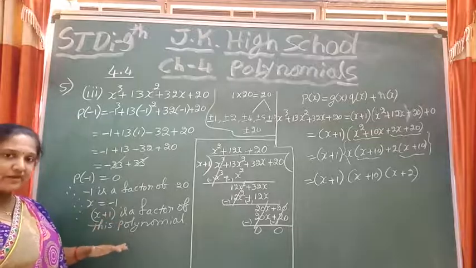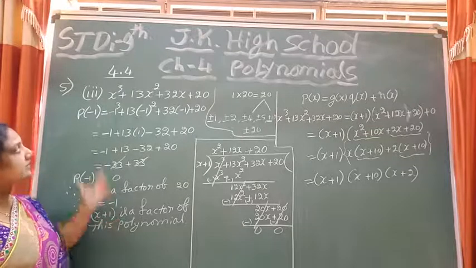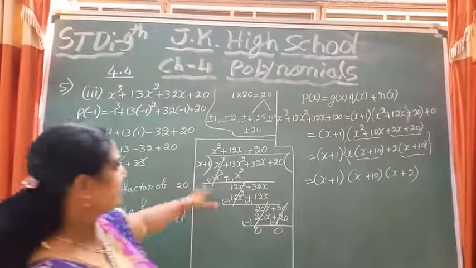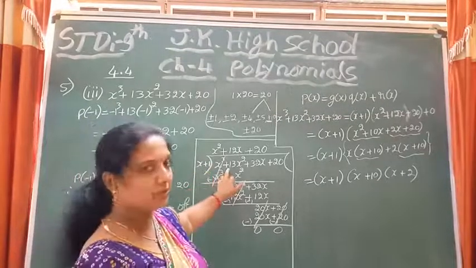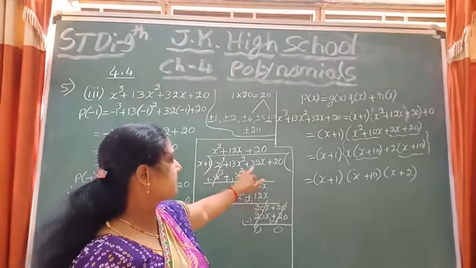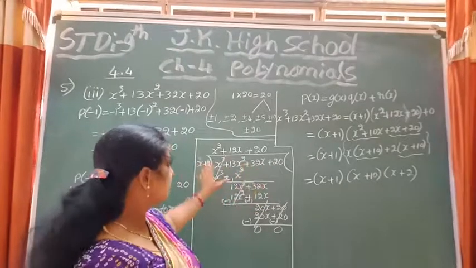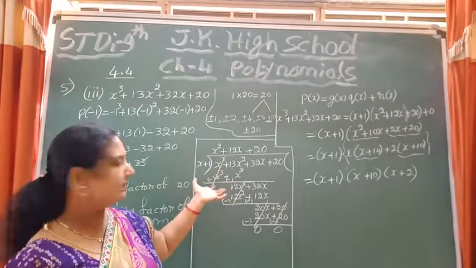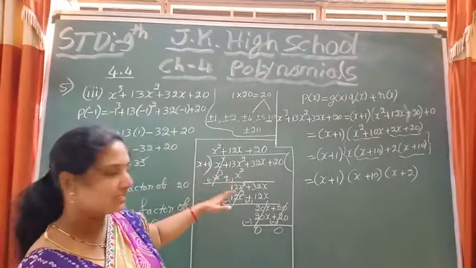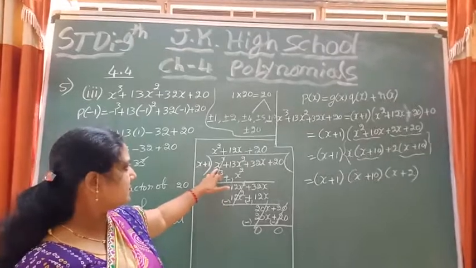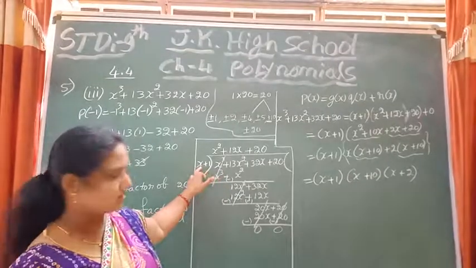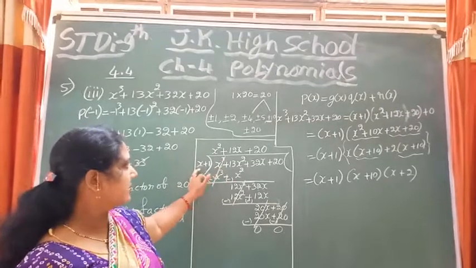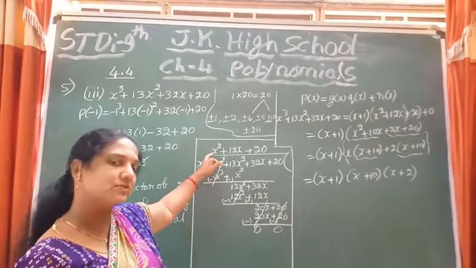After finding one of the factors, by this factor I divide the given polynomial by the division method. So I divide x cube plus 13x square plus 32x plus 20 by x plus 1. How to do the division, since we don't know the table of x plus 1? The method is in this manner. First term of the dividend you divide by the first term of the divisor, and whatever you get is the quotient. x cube divided by x gives x square. x square is the quotient.